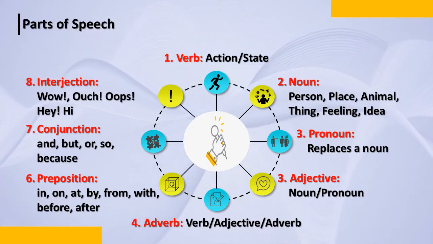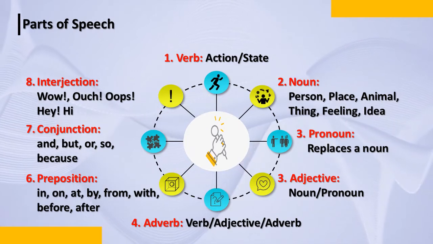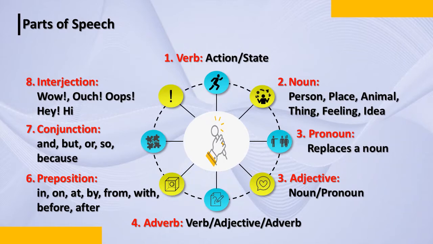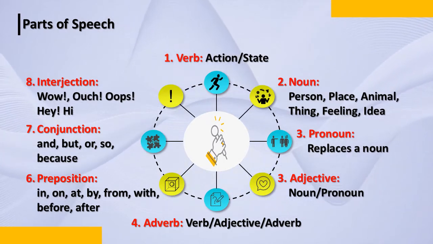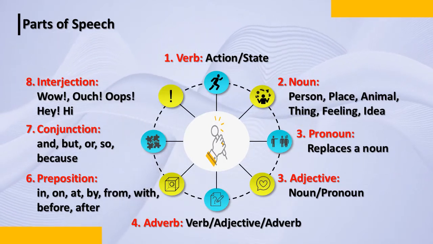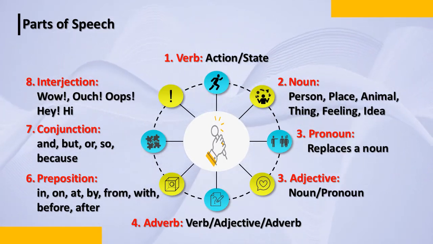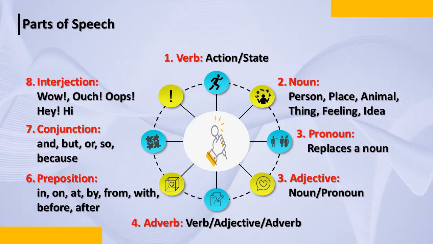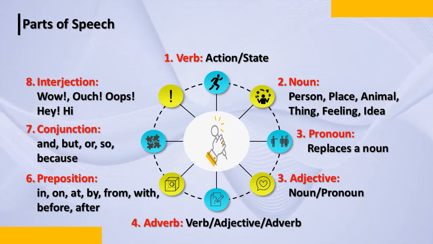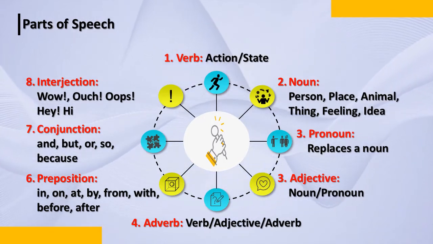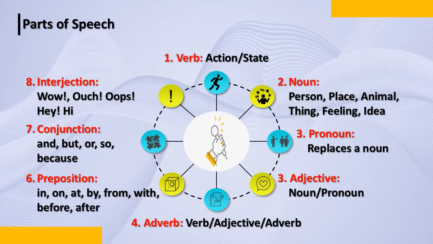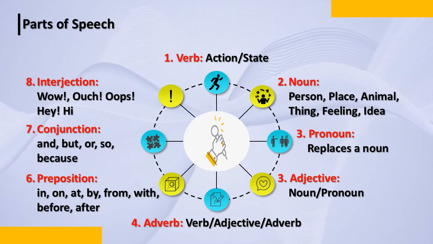and conjunction, where we add two sentences, and interjection, which is a few words not grammatically used in the sentences at times, but which come out of emotions, such as wow, ouch, oops, hey. So these are the 8 different parts of speech, and we will take up one by one now.